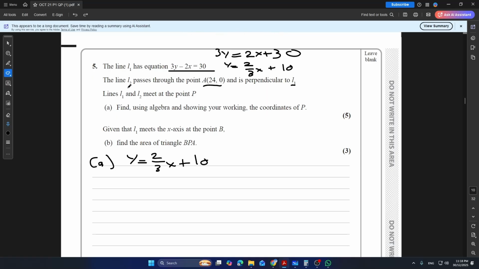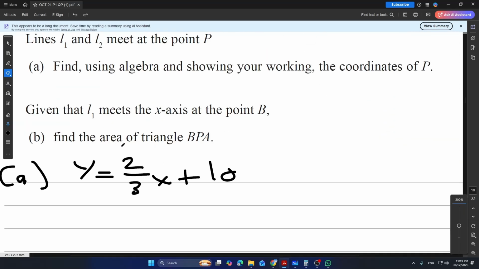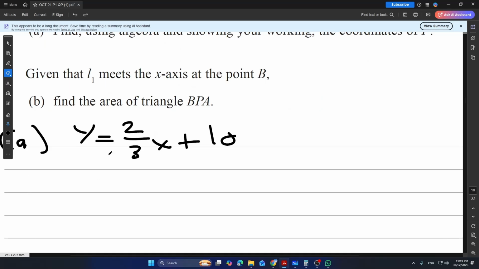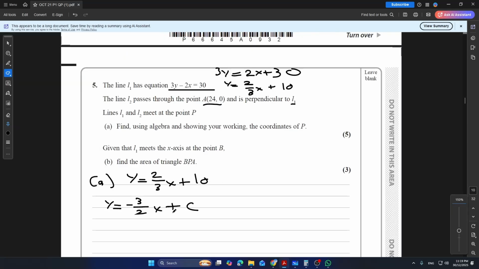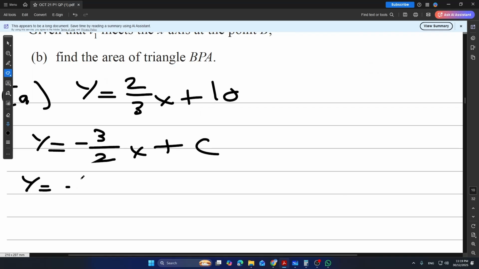Now we have to find L2. It's telling us L2 is perpendicular to L1. So L2 perpendicular, meaning to find L2's gradient, I will flip the fraction and change the sign. So it will be minus 3 over 2, which is going to be our gradient for the perpendicular line. So y equal to minus 3 over 2 x plus c, and we should find c. We have the point we can substitute. We have x is 24 and y is 0. So we can say y equal to minus 3 over 2 times 24 plus c, and y is 0. So I write 0 here.